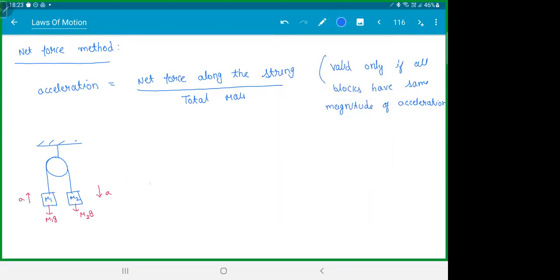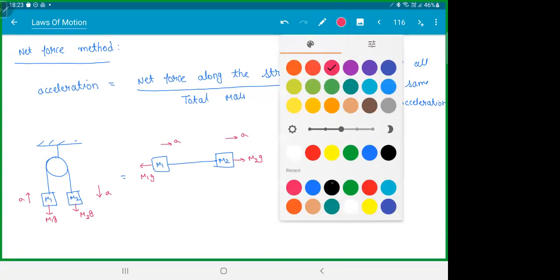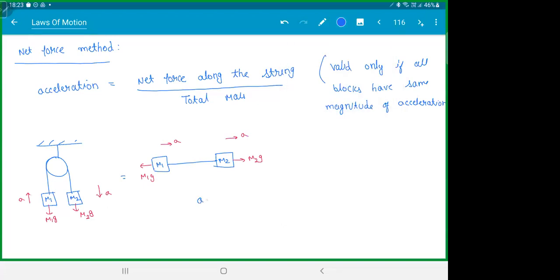So what I'm suggesting, can I just make these blocks flat like M2 and M1? And then the same forces will look like this. M2G backward, M1G backward, acceleration and acceleration. Does this make sense? If you just make the whole string straight line, you'll observe the forces along the string will be M2G. So the net force will be M2G minus M1G by total mass.